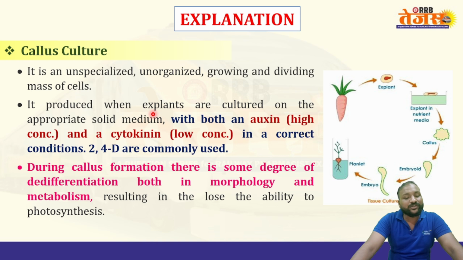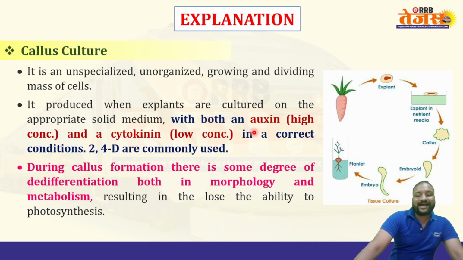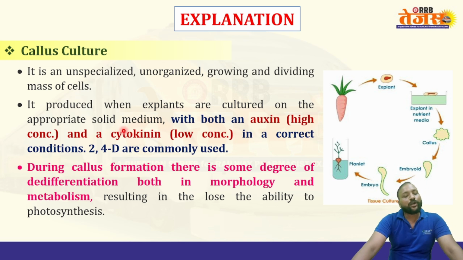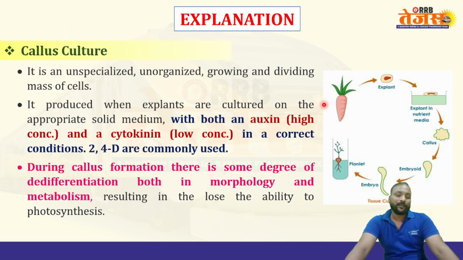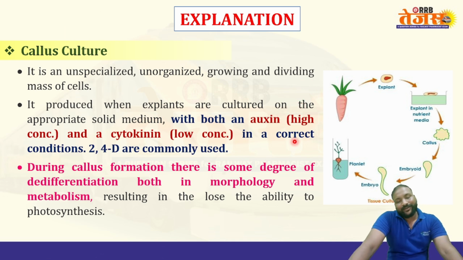It is produced when explants are cultured on the appropriate solid medium with both a high auxin concentration and low cytokinin concentration under correct conditions. 2,4-D is commonly used. During callus formation, there is some degree of de-differentiation in both morphology and metabolism, resulting in the loss of the ability to photosynthesize. That's one of the drawbacks of this callus culture technique. So simply, the answer here is that for callus culture, we apply high auxin and low cytokinin. That's it.